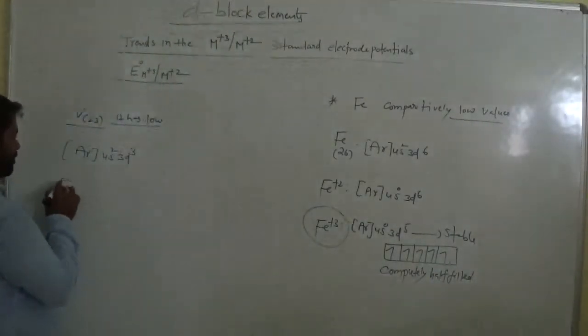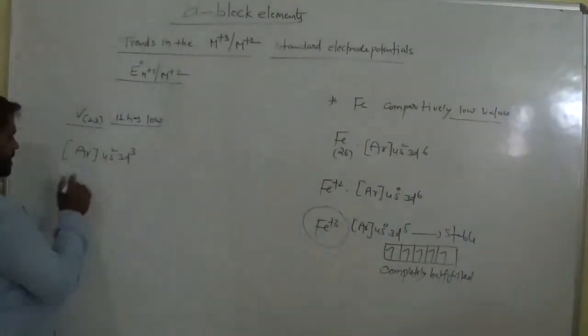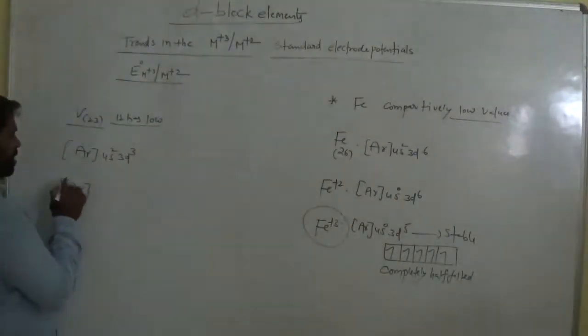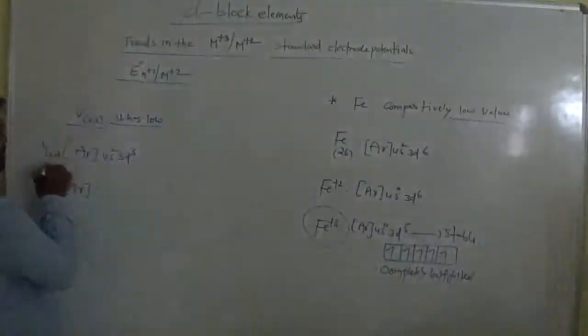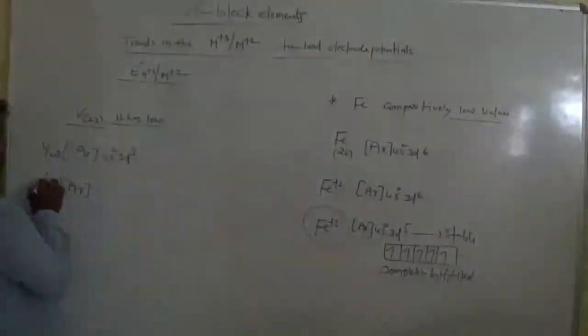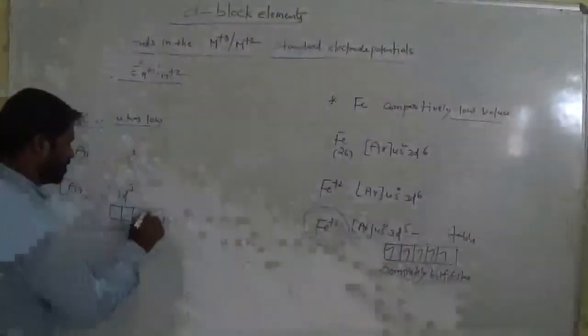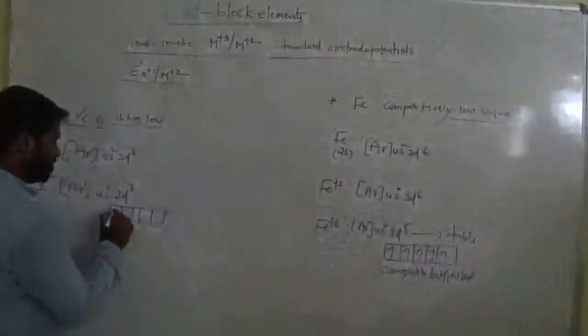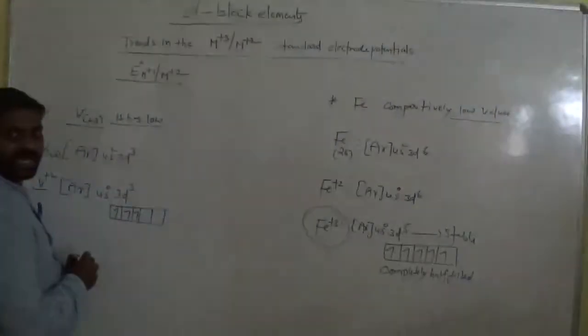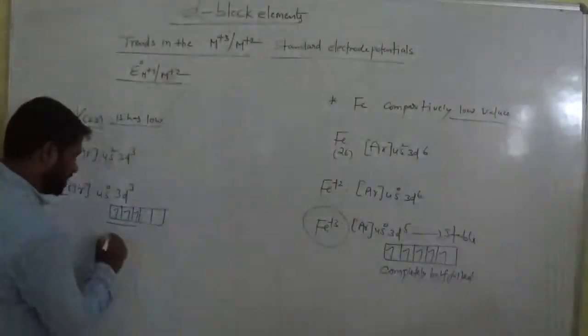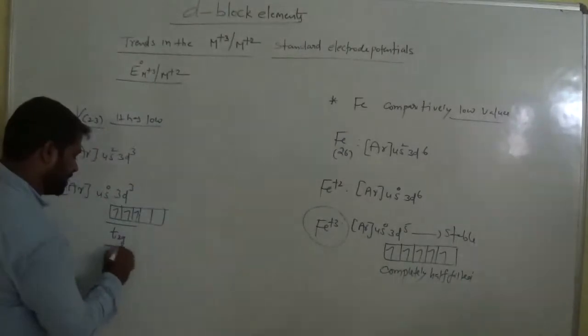So now 18 plus 2, 23. So now argon, this is the vanadium electronic configuration. So vanadium plus 2 means remove 2 electrons from 4s, then it gives 3d3. Am I right? So in the 3d3, if you write the electronic configuration 1 2 3, okay, these three are called T2g orbitals.